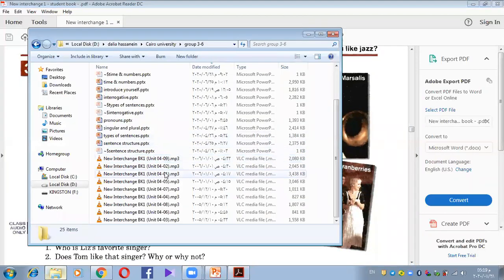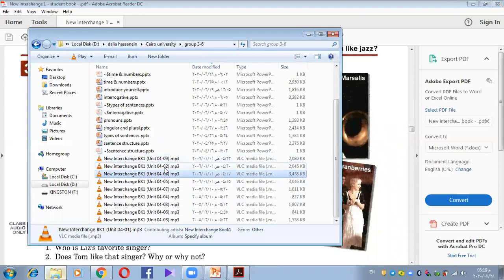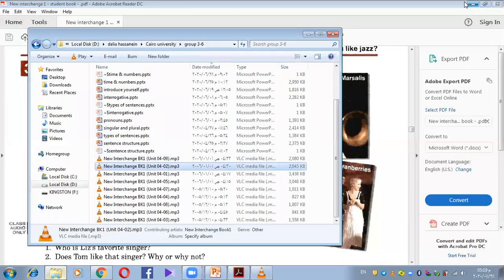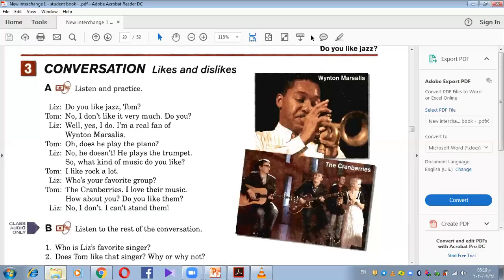Page 21. Let's see. Listen. Just a moment. I think it's a 2. Page 21, Exercise 3, Conversation, Likes and Dislikes.